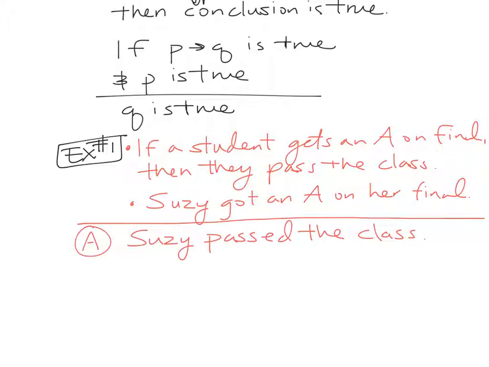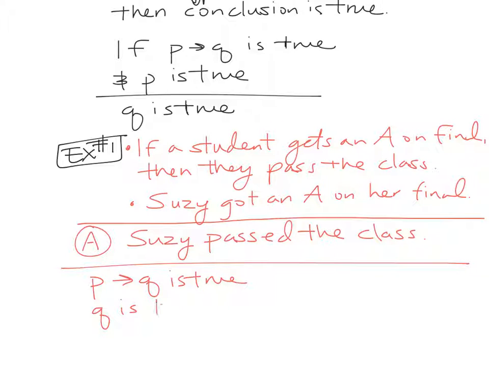So here's how it works. If I get if P then Q is true, and I tell you Q is true, if I tell you the conclusion is true, you have to say not possible. Just because the conclusion is true does not mean that the first part had to be true.